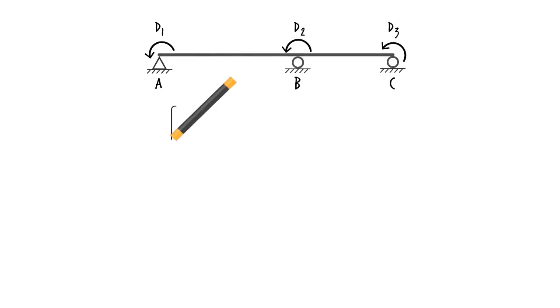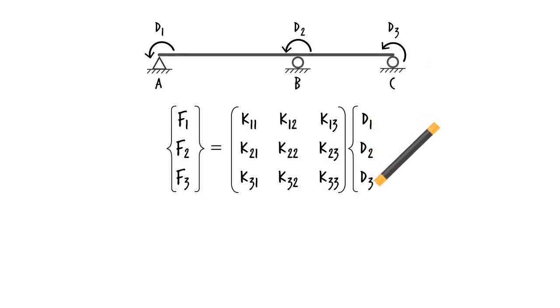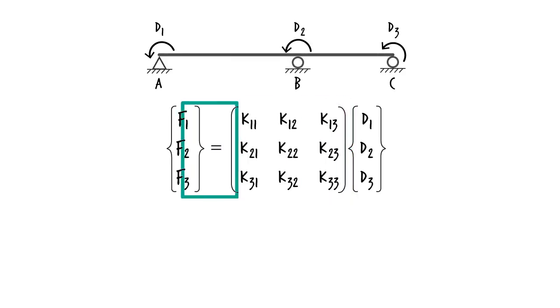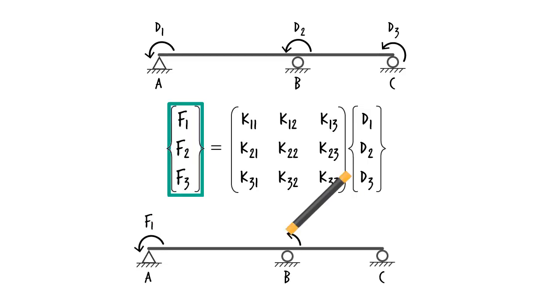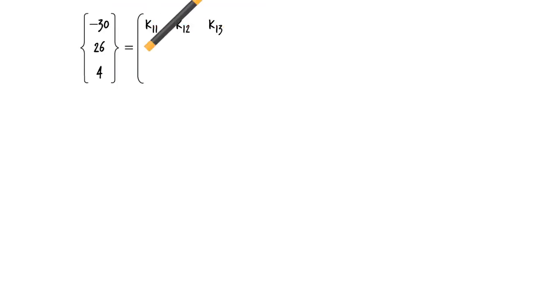In matrix form, the equations are written as. This is known as the system stiffness matrix. F1, F2, and F3 are the joint loads in directions 1, 2, and 3 respectively. We just computed their values. F1 is negative 30 kilonewton meters. F2 is 26 kilonewton meters, and F3 is 4 kilonewton meters. Note that since the joints of the beam are not going to displace vertically, the vertical joint loads do not play a part in our formulation. As for the coefficients of the system stiffness matrix, they can be easily computed using the elements of the member stiffness matrices as follows.